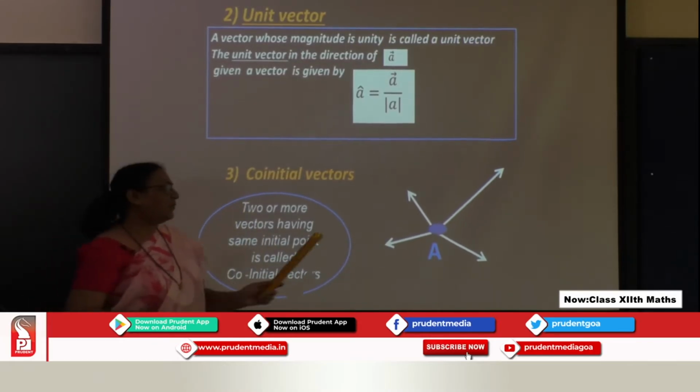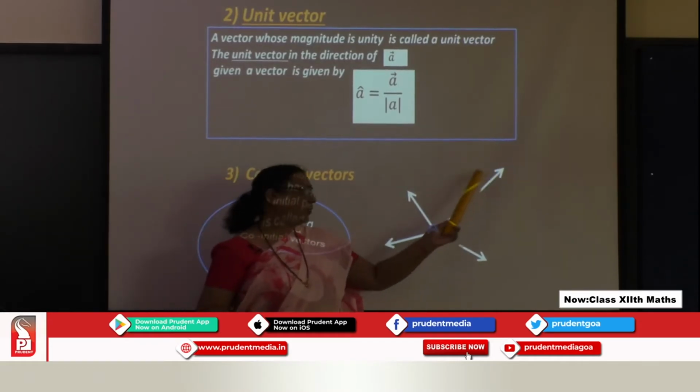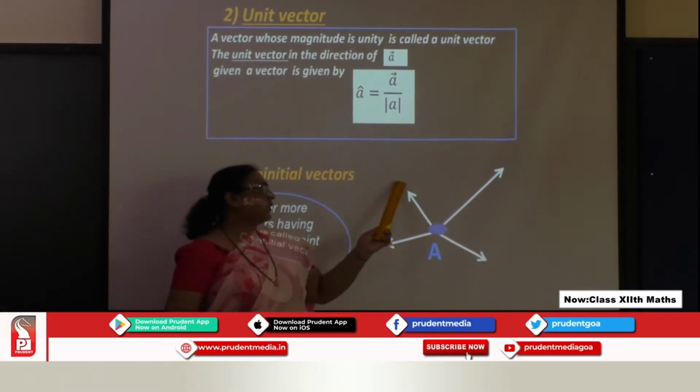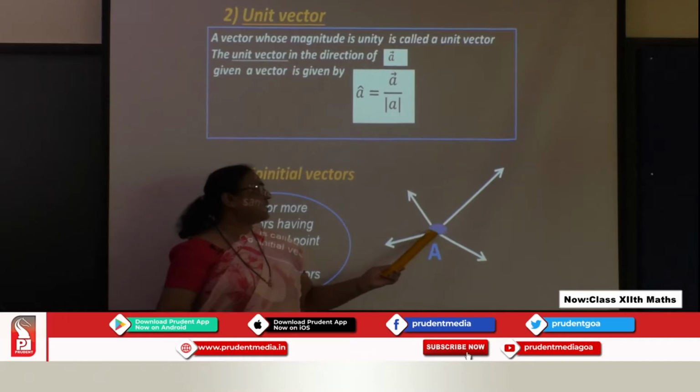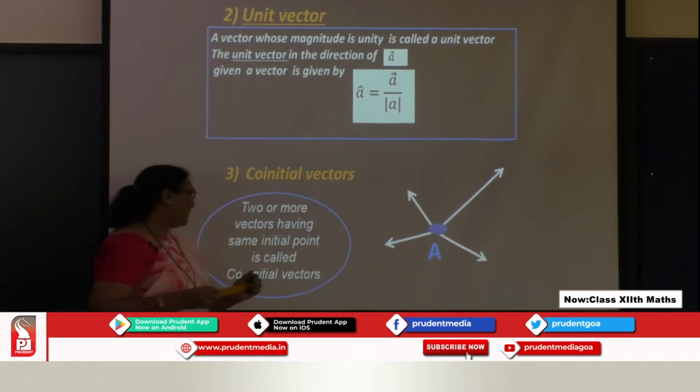Now for example, from Dabolim airport, one plane is moving towards Dubai, one to Mumbai, one to Bangalore, one going to Delhi. So the initial point is the same. This type of vectors are called co-initial vectors.